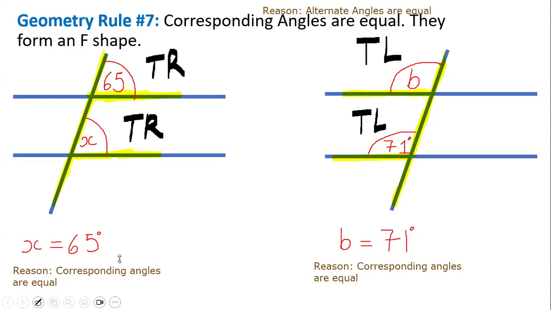Amari Penniman, where's Amari Penniman? Are you there? Yes, sir. Tell me why B is equal to 71. Because corresponding angles are equal. Very good, because corresponding angles are equal. And what shape do they form? They form an F shape.